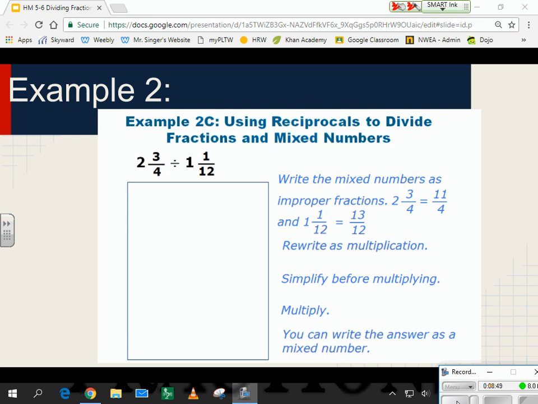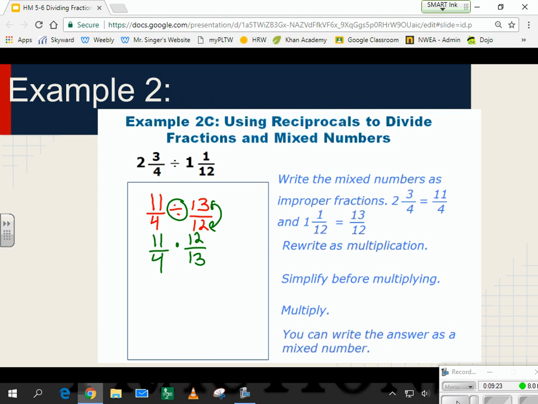Okay, I digress. So when we both have mixed numbers here, the first thing we have to do is turn them improper. So 4 times 2 is 8, plus 3 is 11/4, divided by 12 times 1 is 12, plus 1 is 13/12. Okay? Now what we're going to do is we're going to change this to multiplication, and we're going to flip-flop the second number. So 11/4 stays 11/4, 13 goes to the bottom now, and 12 goes to the top.